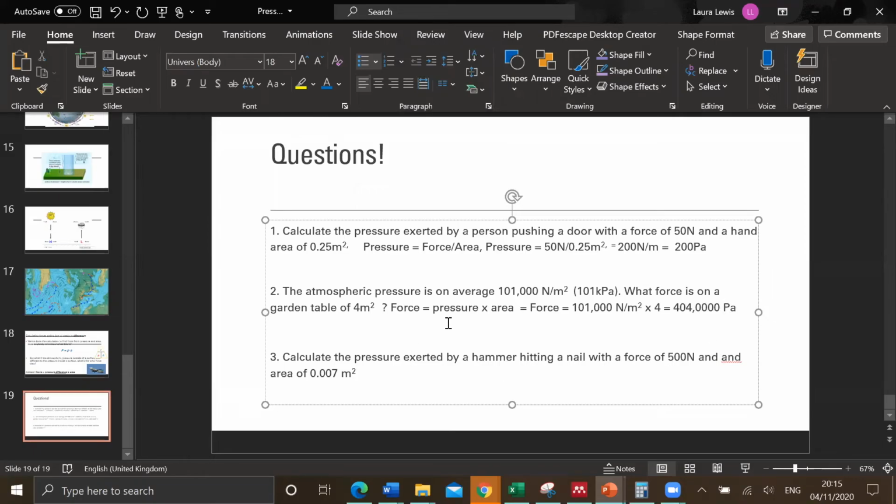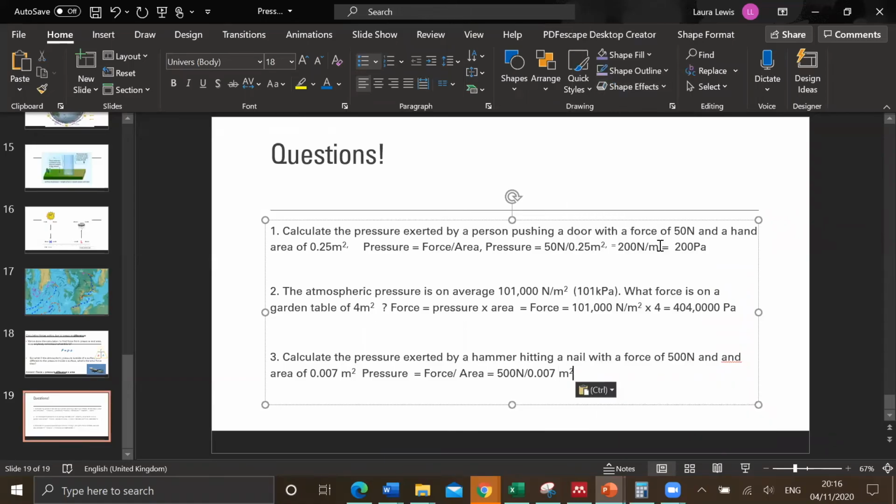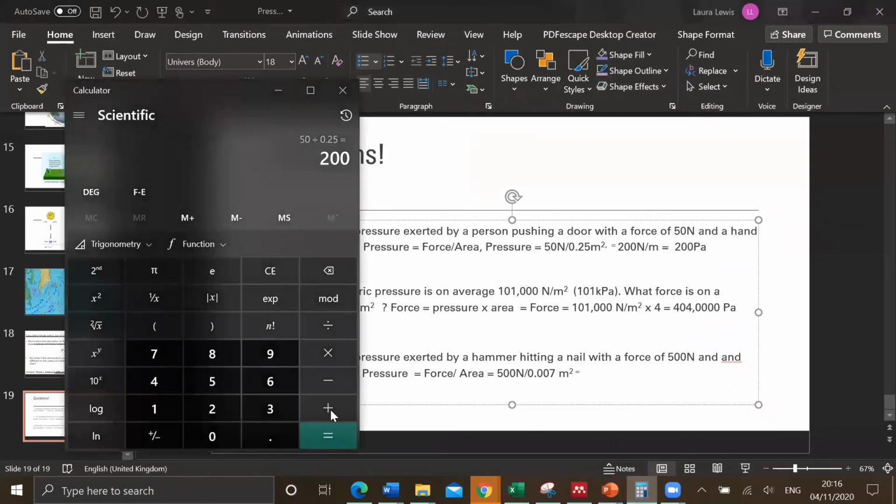Then calculate the pressure exerted by a hammer hitting a nail with a force of 500 newtons and an area of 0.007 meters squared. So again, pressure equals force divided by area. So force 500, a big force this time, someone's hitting it. Area is 0.007. Always make sure you copy it down correctly in your exams, because it would be quite easy to make a mistake. And in physics we've always got a calculator, so don't worry about doing anything in your head.